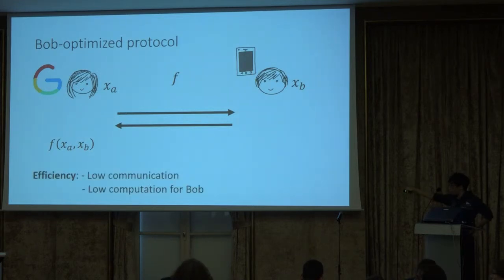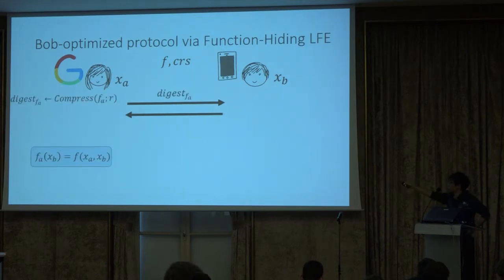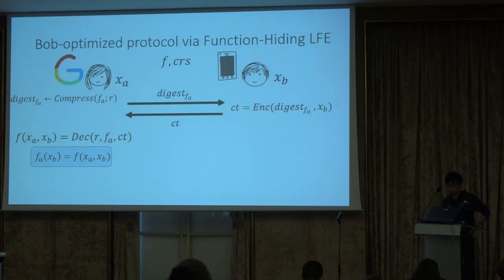Again, we would want the length of all the messages that are communicated to be small, and Bob's work to be small as well. A simple protocol, if we didn't care about security, would be to have Bob send his input to Alice, and Alice compute everything. But it turns out that we really didn't have any secure version of that. Well, with function hiding LFE, we have a direct solution, where Alice will start by compressing the function that expects Bob's input and spits out a digest that she will send to Bob. Bob will encrypt his message with respect to the digest, and Alice will be able to compute the output.